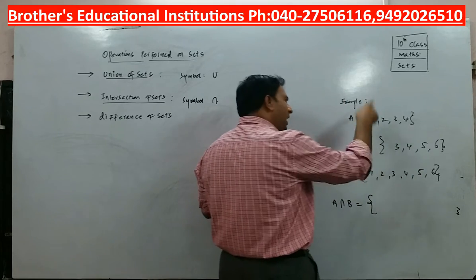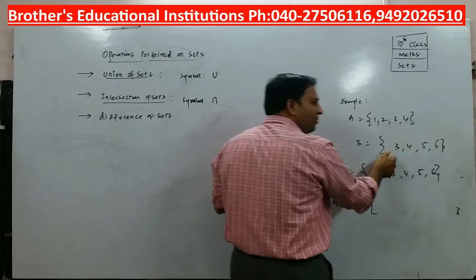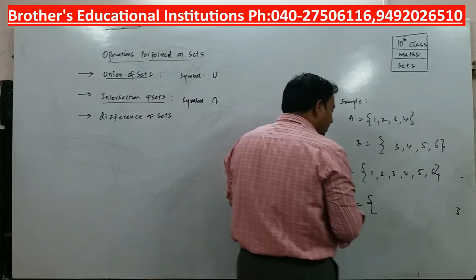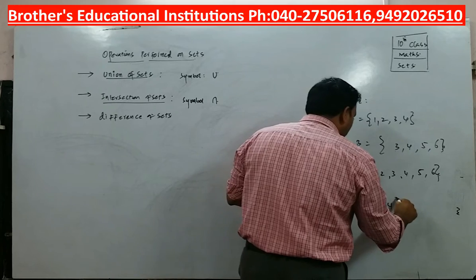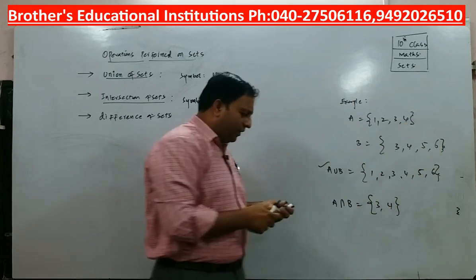Is 1 there in A? Yes, sir. Is 1 there in B? No, sir. Is 2 there in A? Yes, sir. Is 2 there in B? No, sir. 3, 4 is there in A, 3, 4 is in B. So I have to write both the elements 3, 4. Whereas 5 and 6 is in B, but it is not in A. So the definition goes this way.